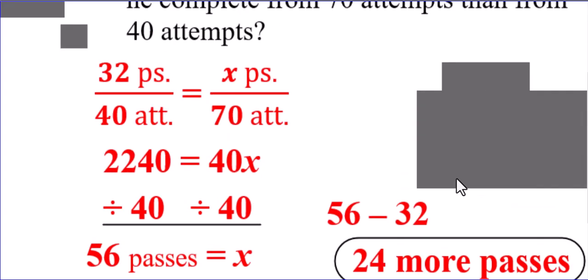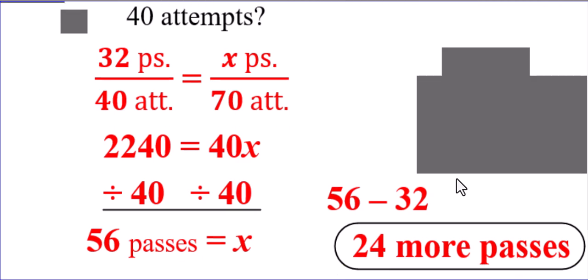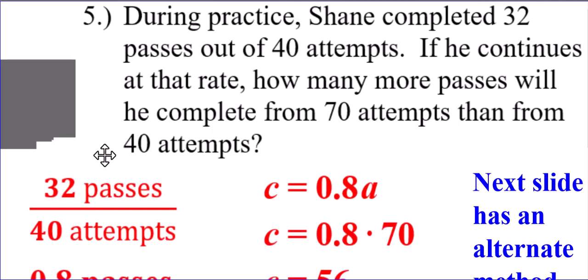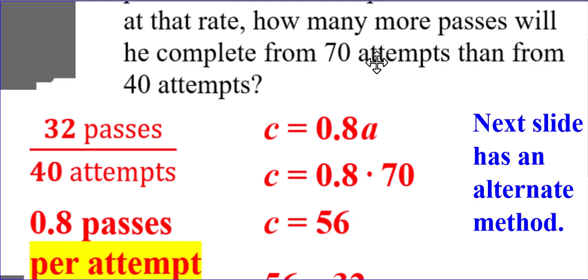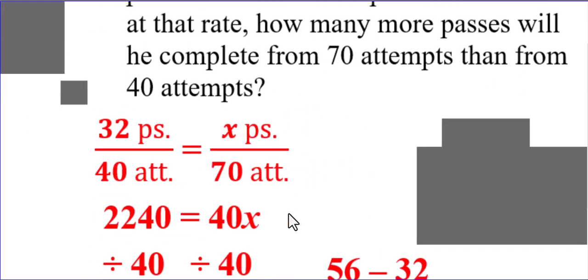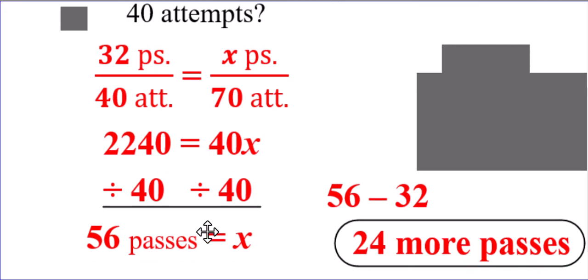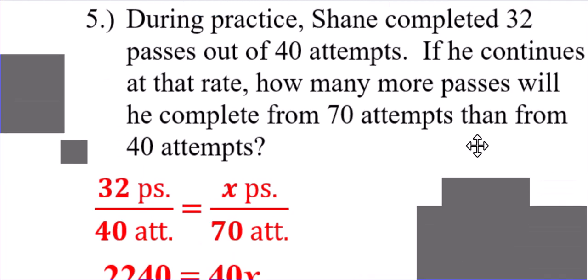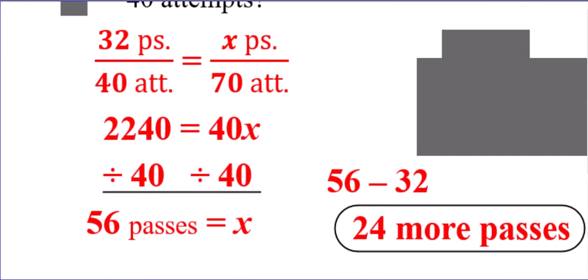So I don't care which way you did it, both methods work. If you want to find a unit rate and then multiply that times the new attempts, fine. If you want to do a proportion, cross multiply and solve, fine. But at the end, you got to take the passes completed and subtract the original passes completed to find out how many more passes he will complete.